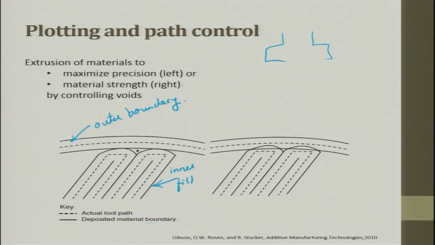In your milling cutter, what do we do? We write the entire program to the center of the cutter. Okay, and this is the diameter offset which is done. Same way here, you write the program to these dotted lines, and what gets generated will be the solid lines.